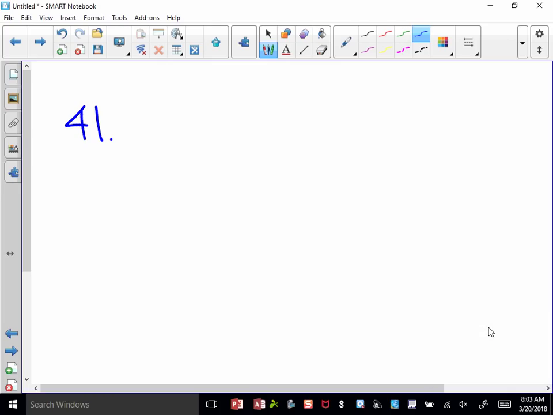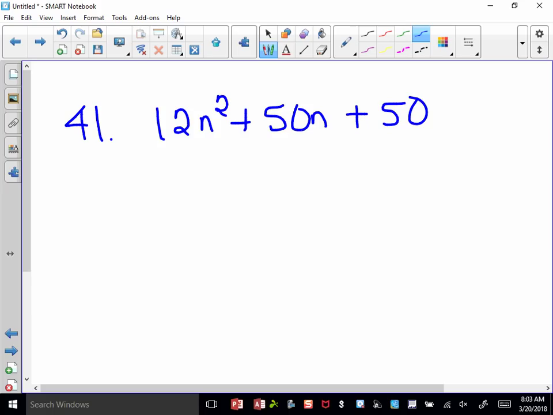All right, so on page 7, question number 41, it says factoring trinomials, but they want you to factor out the GCF first and then factor. So notice that you have 12n squared plus 50n plus 50. Now, what you should notice is that there is a GCF among these three numbers.